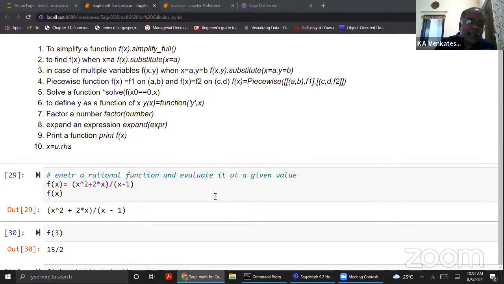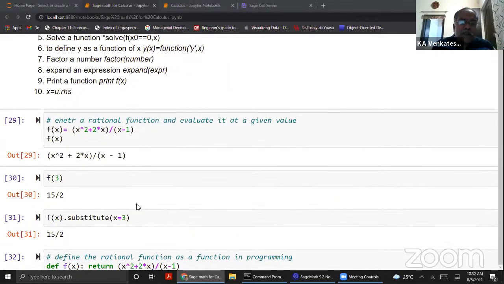Now, once you've done it, f of 3, as I said, you can do it this way. Or the other method we can use is f of x dot substitute x equal to 3. If I put this, this is what you're going to get. So now the same thing I'm doing: f of 3, f of x substitute x equal to 3. We got 15 by 2.